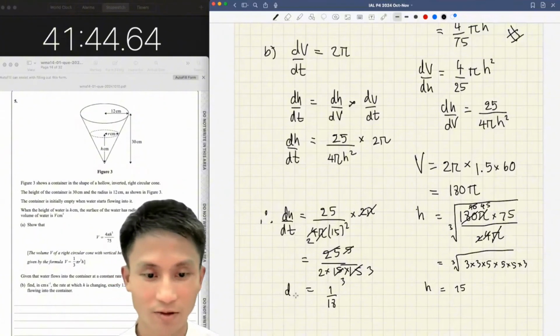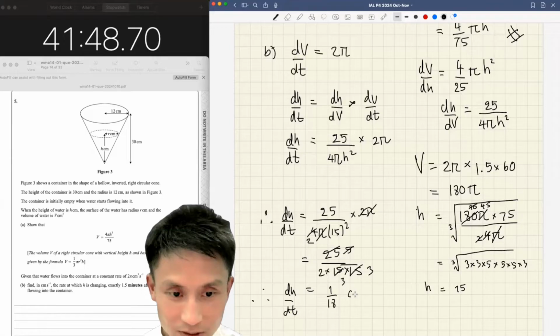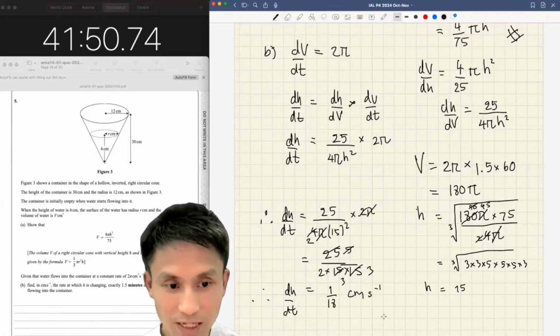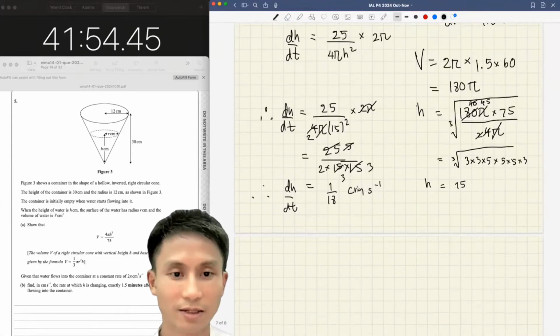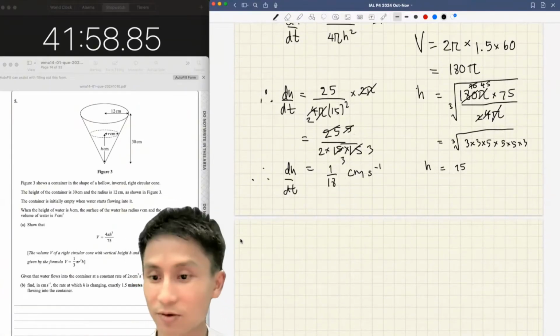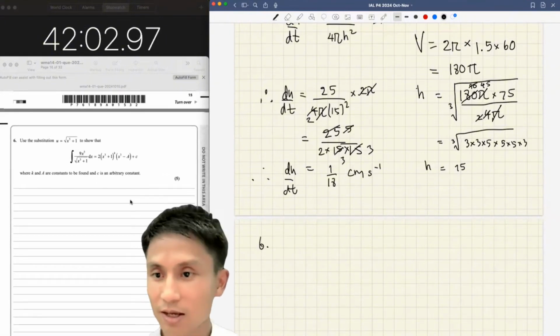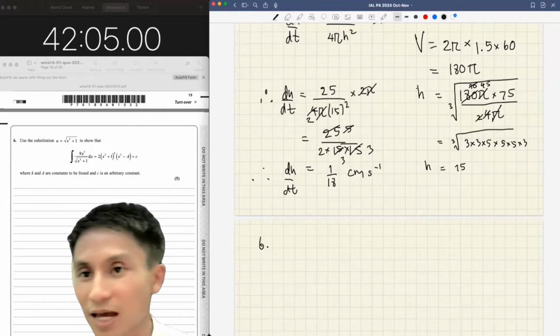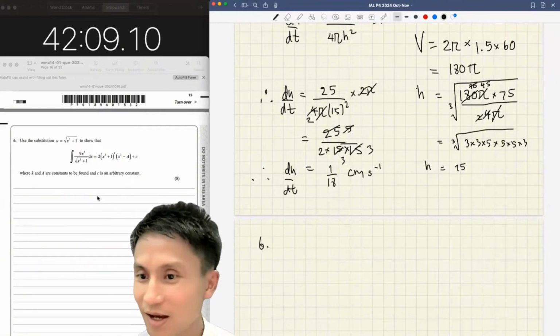So that would be my answer there, guys. 1 over 18 cm per second. Yeah, that's nice. Nice number. I like that. Yeah, I think that's right. Okay, next, number 6. Number 6, use substitution. I like substitution because it already tells you what to do.